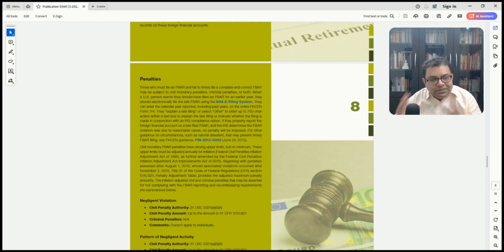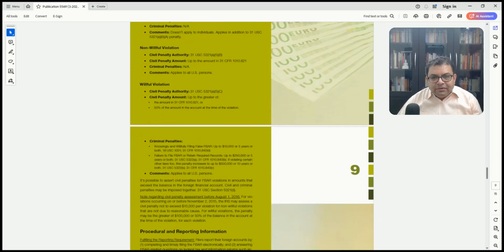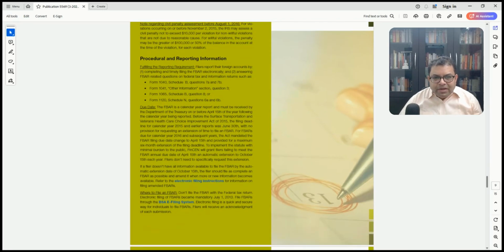If you are confused, then please take help of a qualified tax professional, but don't mess up on this, because there are civil penalties. Penalties are $10,000 and above. It's not some small penalty. It's a big amount, and in case of willful non-disclosure or filing false FBARs, the penalties are very, very high, and also include a 5-year prison term. So you need to be very careful to file the proper FBARs. There are categorizations: negligent violation, pattern of negligent activity, non-willful, willful. There are separate penalties for each.